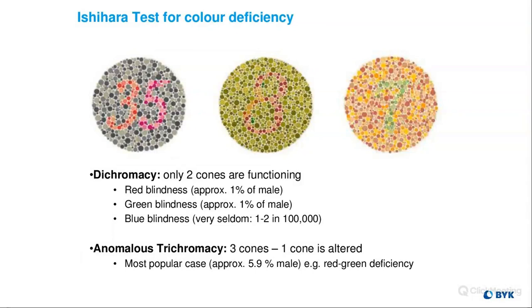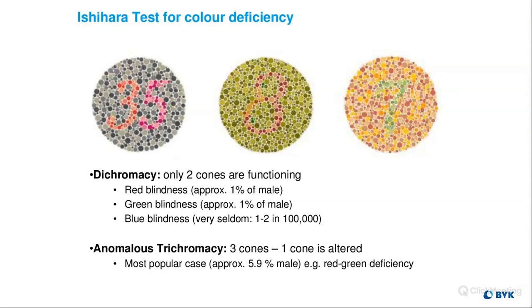We see approximately 1% of males have red and green color blindness. And blue color blindness is very rare, usually about 1 to 2 people in 100,000. So it's very rare to have a blue color deficiency. And then anomalous trichromacy is the most popular case, around 5.9% of males, and that's usually red-green deficiency.